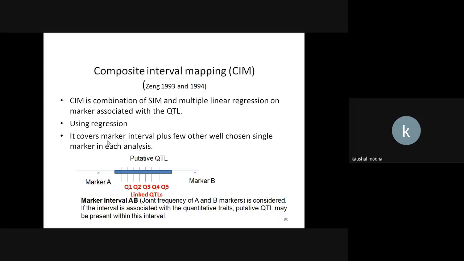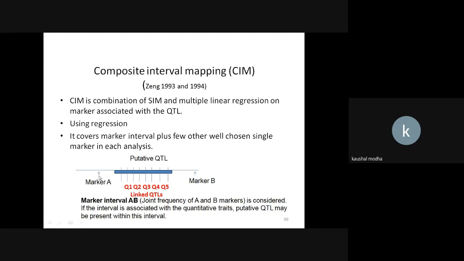Now the major problem with simple interval mapping is linked QTLs. So to resolve that aspect, composite interval mapping was proposed. So composite interval mapping combines both simple interval mapping and single locus analysis by utilizing multiple linear regression to find out the markers associated with the QTL. So it is based on simple interval mapping and single locus analysis.